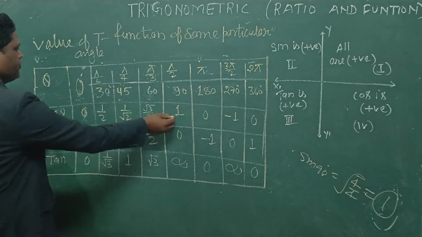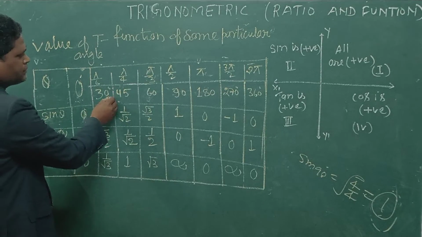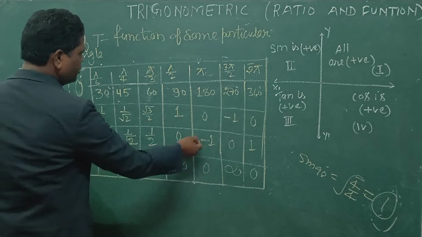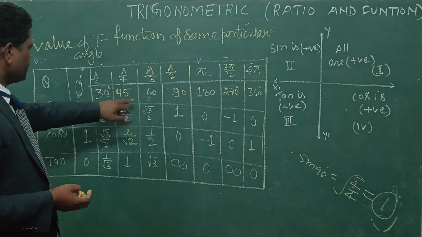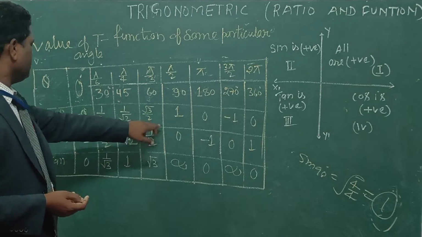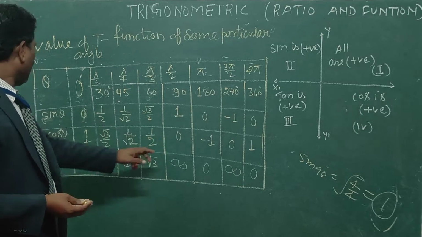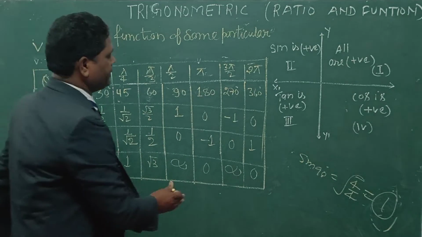cos 0 degree value is 1, cos 30 degree value is root 3 by 2, cos 60 degree is 1 by 2, and cos 90 degree is 0.